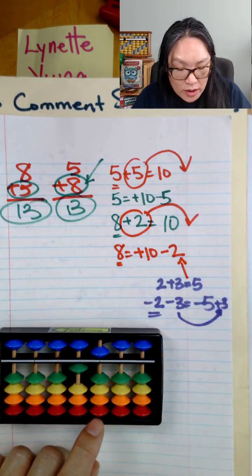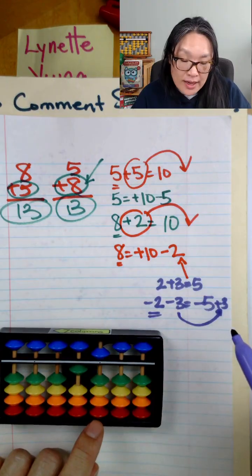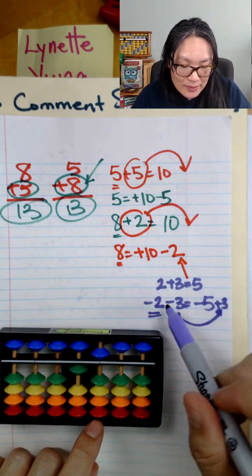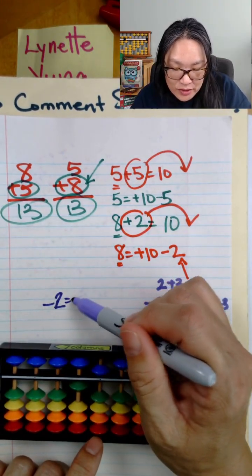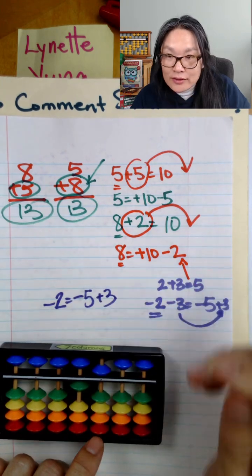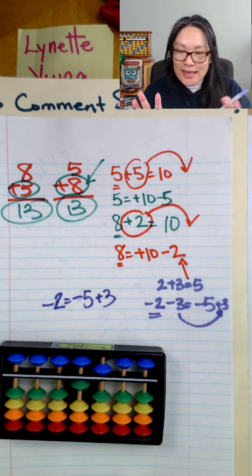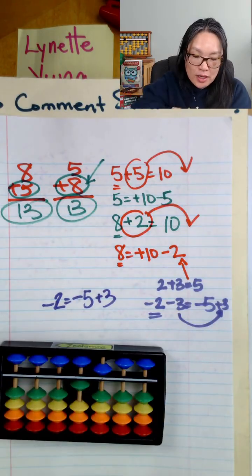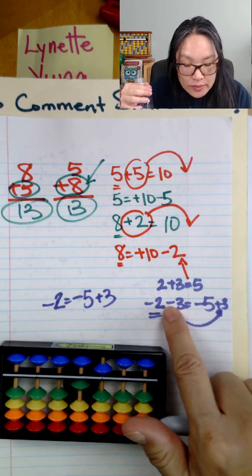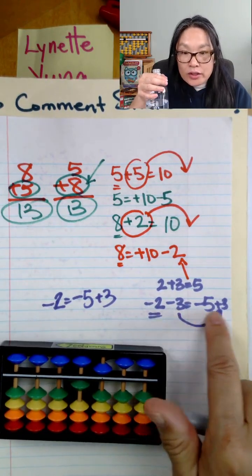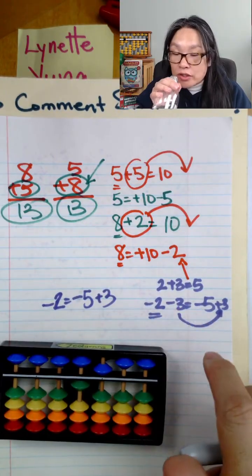I'm trying to use terminologies that are being used in mainstream math as well. Because we don't do this in Abacus. What we do in Abacus is we memorize -2 is equal to -5 plus the 3. That's all we do. I just teach the kids that. That's what they have to memorize. But because I'm talking to adults, I want you to understand what we're trying to do.